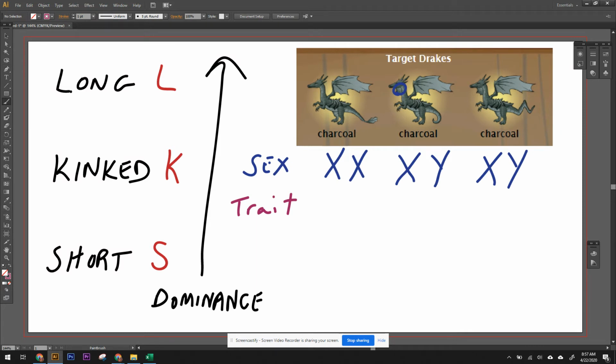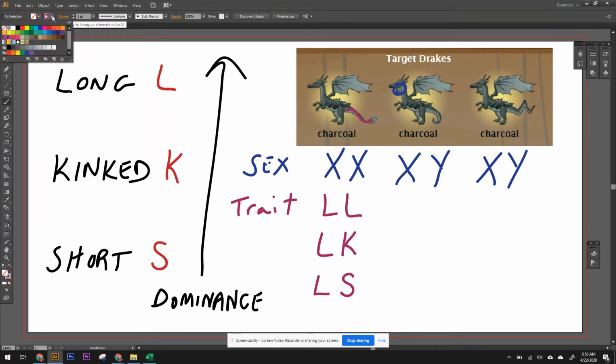So this first one has this nice big long tail. We know that that is dominant to everything. This means that it has the largest possible number of genotypes, because it can have any of these three genotypes and still have that nice long tail. Now the short tail, that's the second one where it's kind of curled up there. That only has one possible genotype because the short tail trait is recessive to all of these other alleles. So the only way in which we could get that is with short.